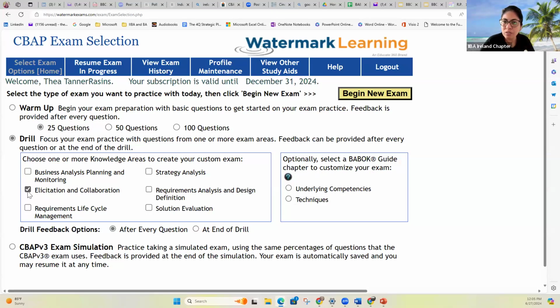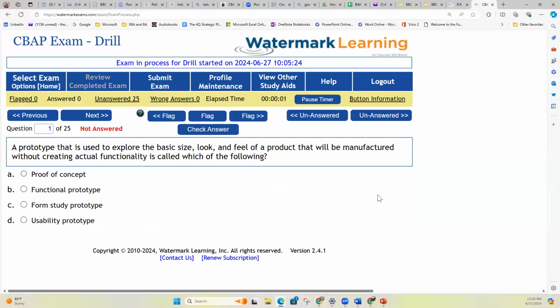So today we're going to go through elicitation and collaboration. We're going to get the answer after every question. I need you to tell me what you think the right answer is. And if you see one that's absolutely not the right answer, let's talk about that too. The conversation that we have about why one answer is better than another is where we all learn from each other. So that's what makes it valuable.